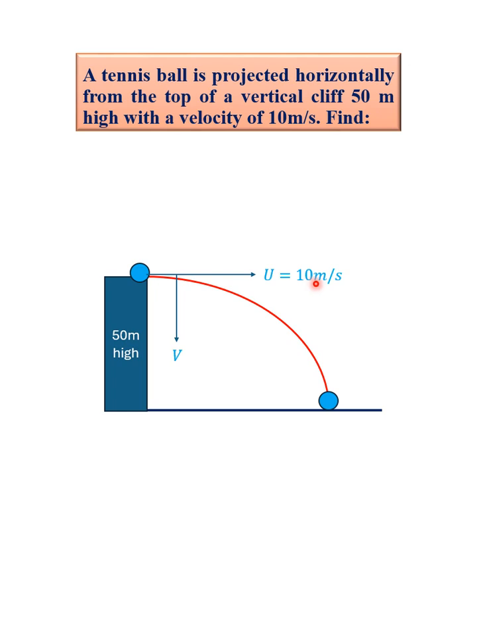The only force that could be acting on it is air resistance. But in questions like this, we normally neglect the air resistance. So this ball is not acted upon by any force in the horizontal direction. So this speed does not change. It continues to move in the horizontal direction at a constant speed of 10 meters per second.